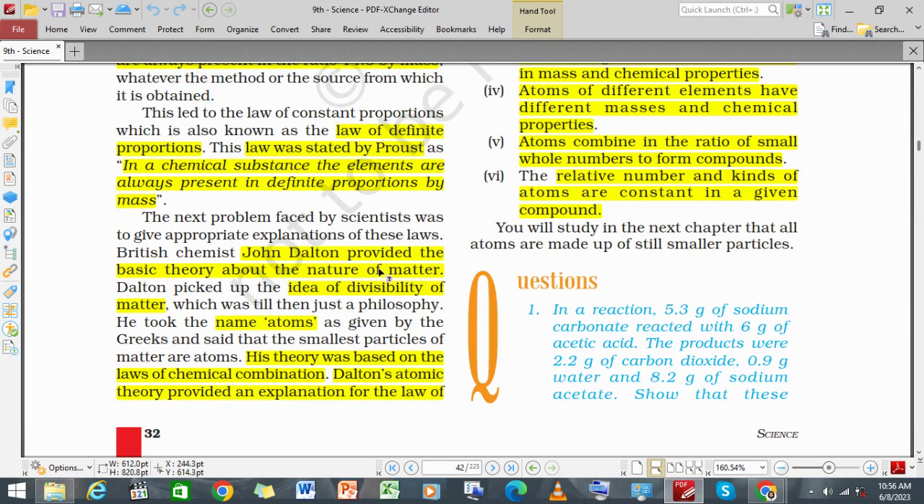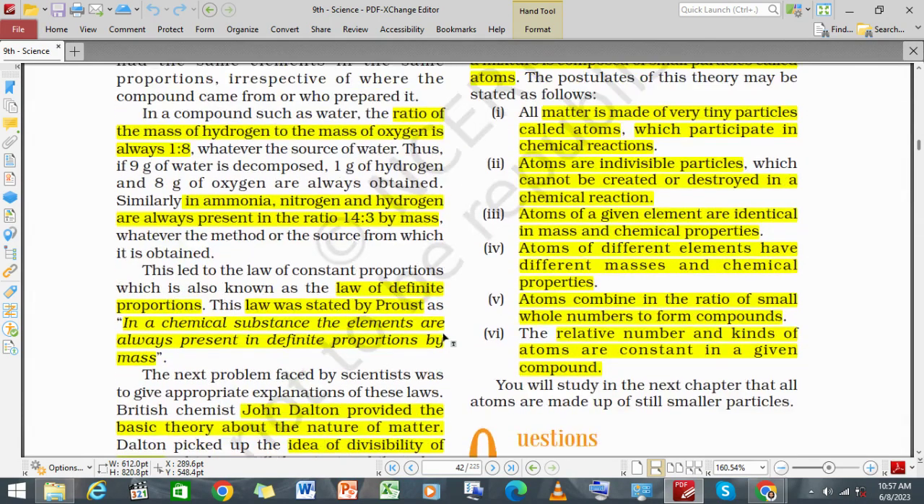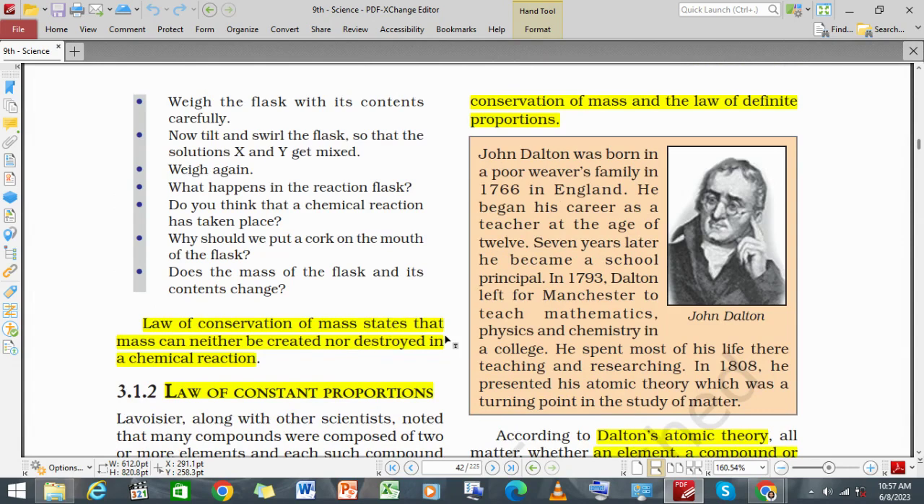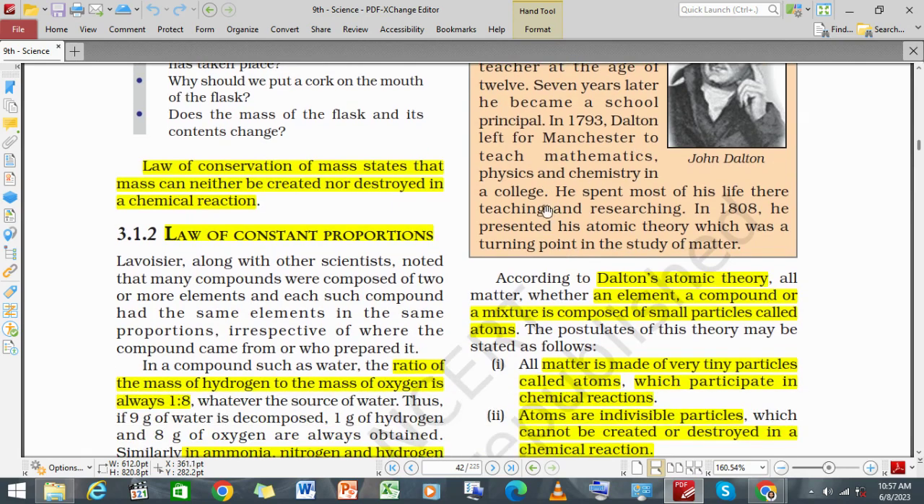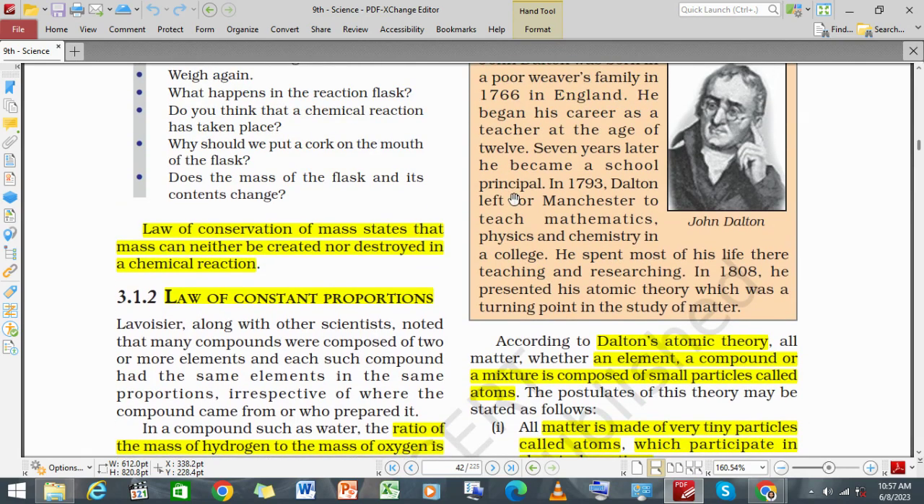Now, John Dalton provided the basic theory about the nature of matter, the idea of divisibility of matter, and he named it atom. His theory was based on the laws of chemical combination. Dalton's atomic theory provided an explanation for the law of conservation of mass and law of definite proportion. This is John Dalton. He was born in England in 1766.